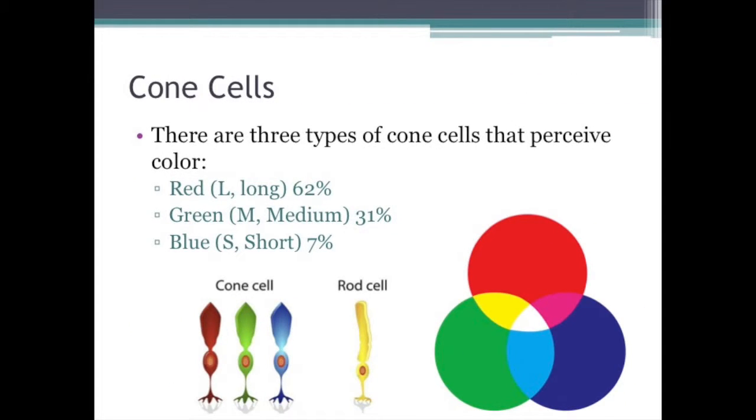So, tell me a little bit more about cone cells. There are three types of cone cells that perceive color. Red cone cells have the longest wavelength and they make up 62%. Green cone cells have a medium wavelength and they make up 31%. Blue cone cells have the shortest wavelength and they make up the remaining 7%.